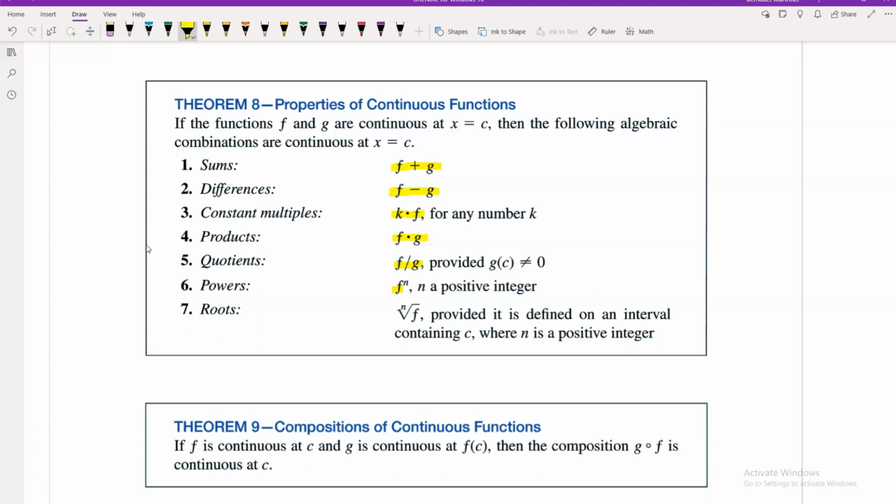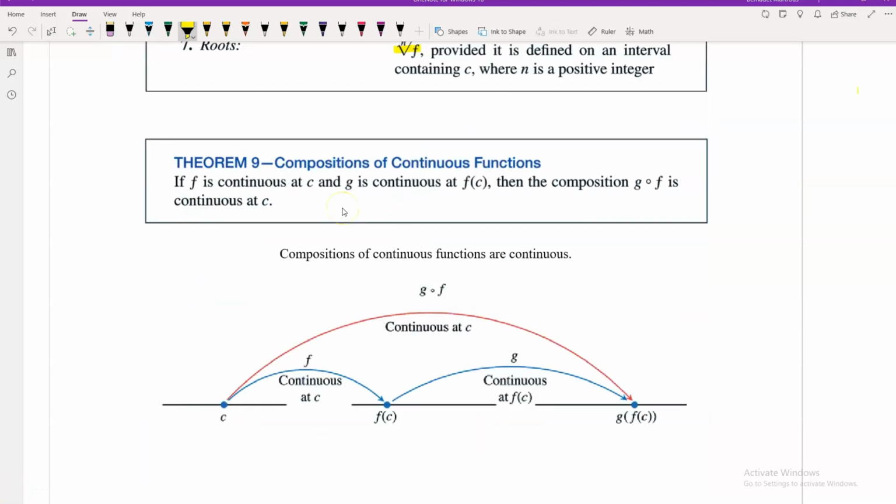Powers, or function to the n power, n is a positive integer. Roots. Here we have the nth root of our function, provided it is defined on an interval containing c, where n is a positive integer. Now here on this part we have compositions of continuous functions. If f is continuous at c and g is continuous at f of c, then the composition of these two functions is continuous at c.